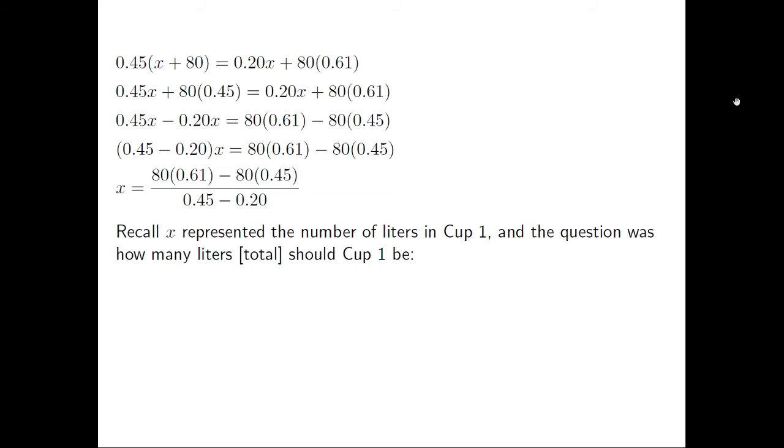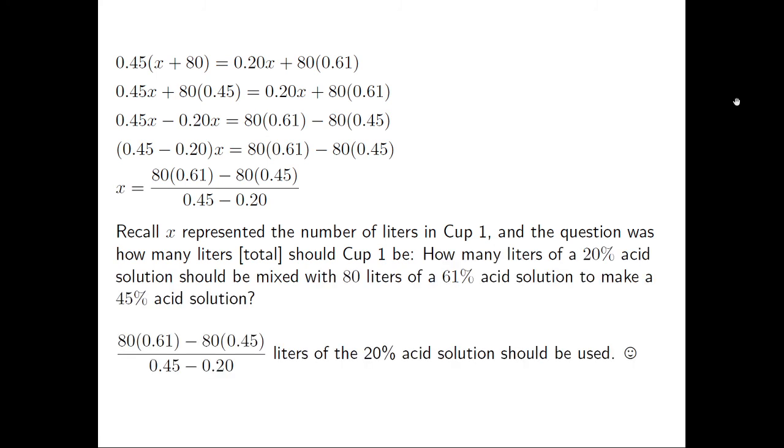Recall that x represented the total number of liters of solution in cup 1, and the question was about how many liters cup 1 should be. The original question was: how many liters of a 20% acid solution should be mixed with 80 liters of a 61% acid solution to make a 45% acid solution? As an answer, we have the number we cited earlier for x: the fraction, 80 times 0.61 minus 80 times 0.45, all divided by 0.45 minus 0.20. That number of liters of the 20% acid solution should be used.